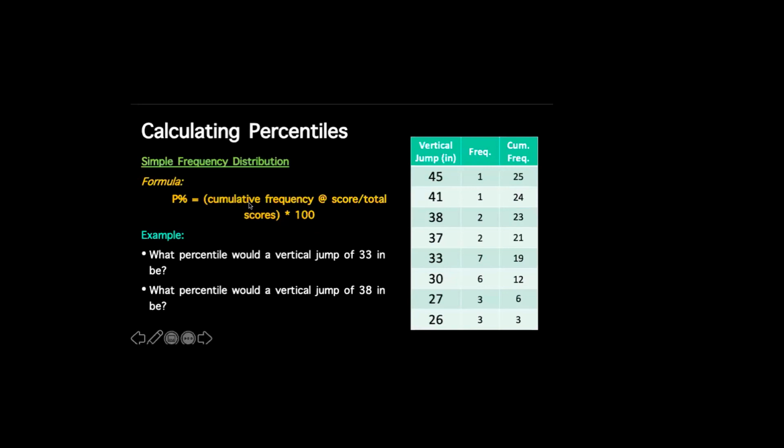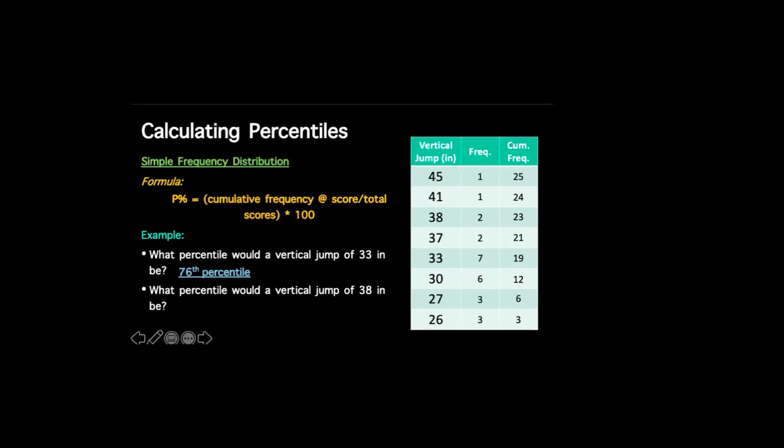To calculate this, all we do is take the cumulative frequency at a given score. At 33, we have a cumulative frequency of 19, and we divide that by the total number of people in the sample, which is 25. That would give us the 76th percentile if we're rounding to the nearest whole percentile. Participant responses, did that make sense? Yes or no? Hello, whoever just entered. Yes, yes, yes. Okay, good.